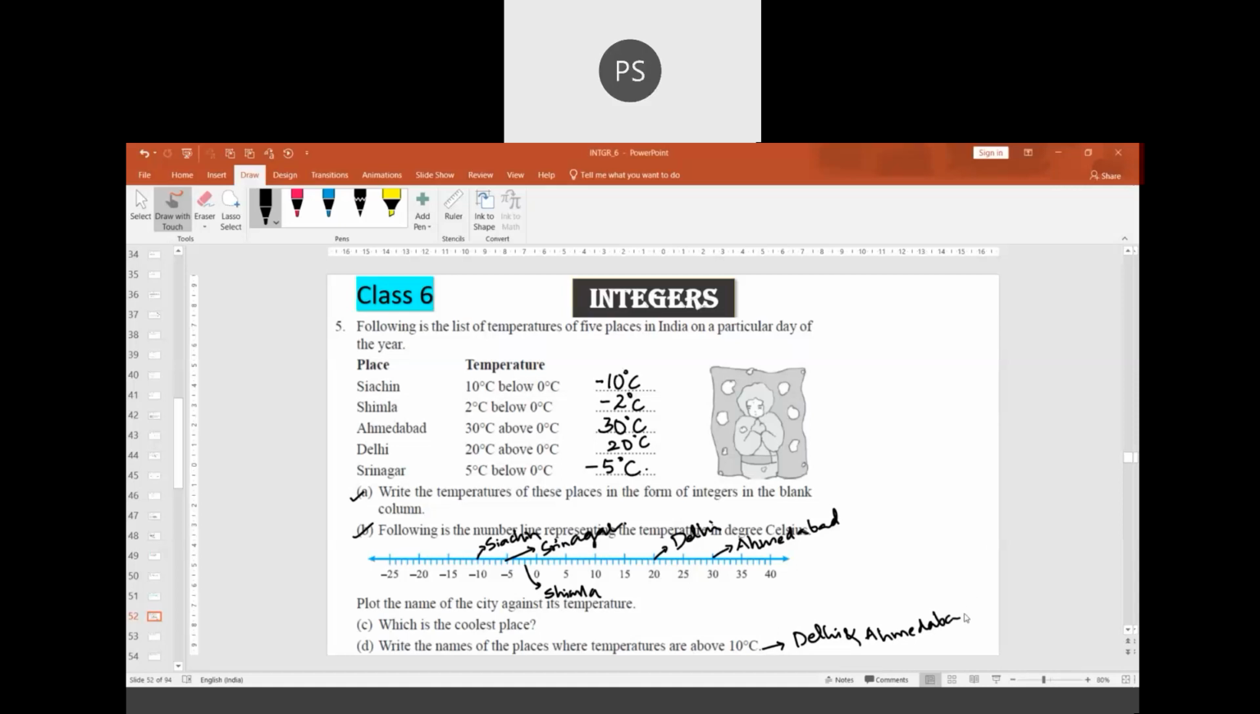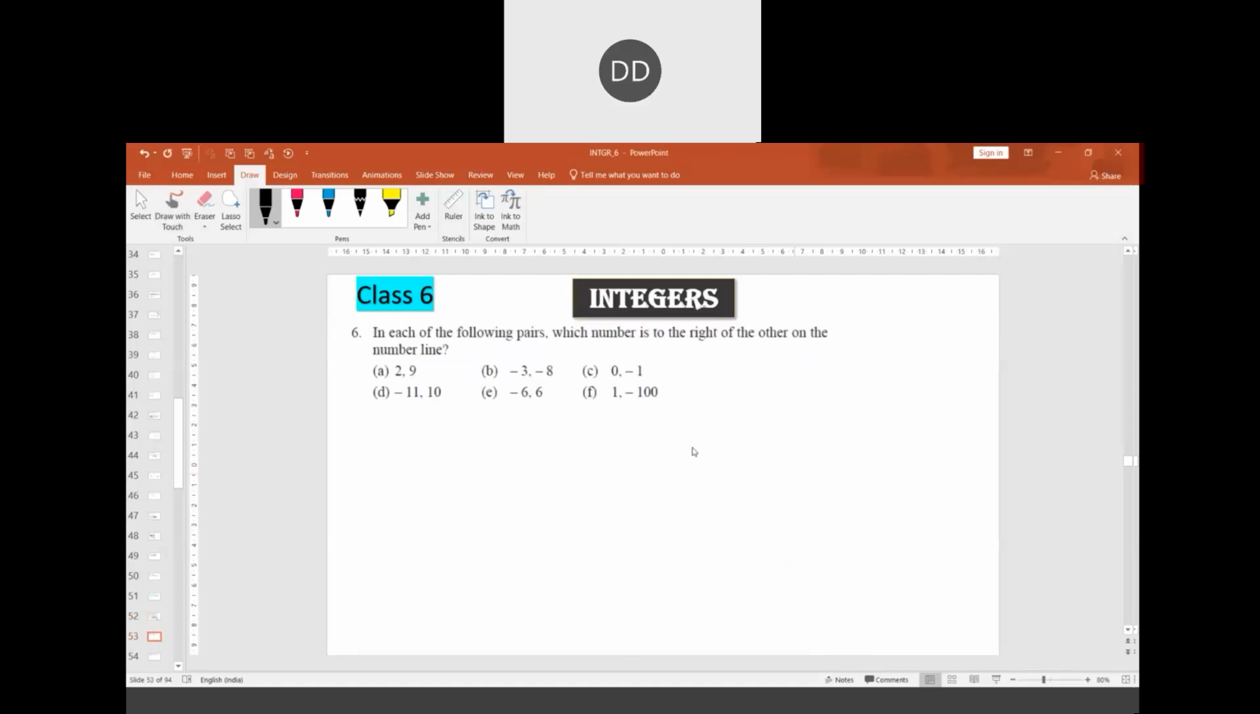Delhi and Ahmedabad. The coolest place? Sir, Siachen is the coolest place. Siachen, sir. Okay then.